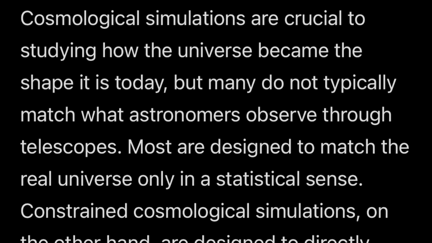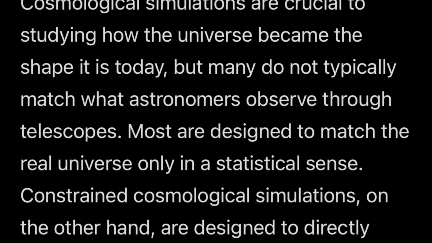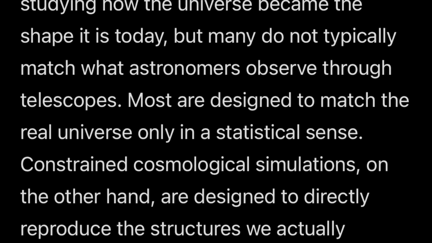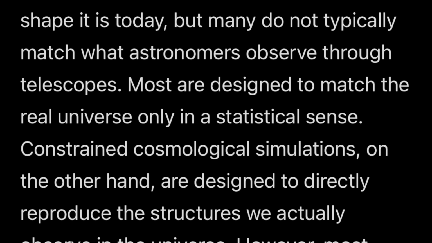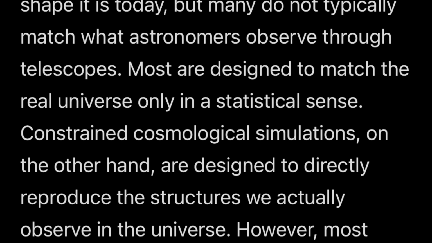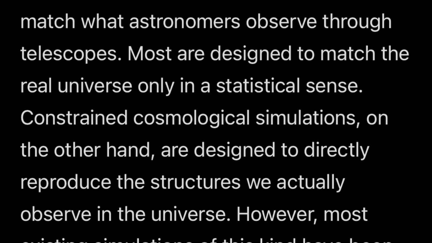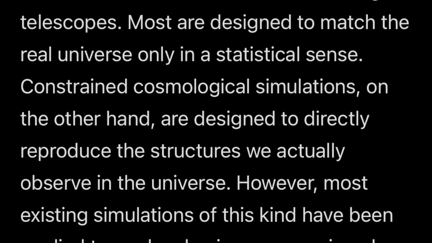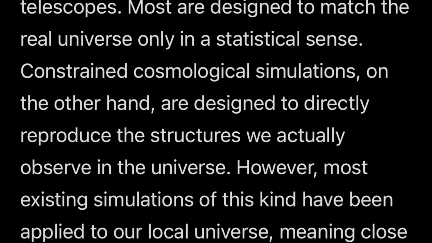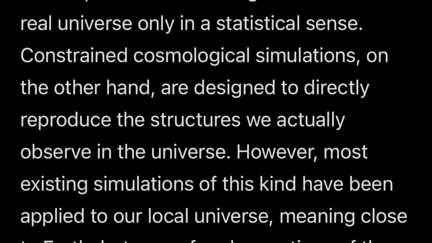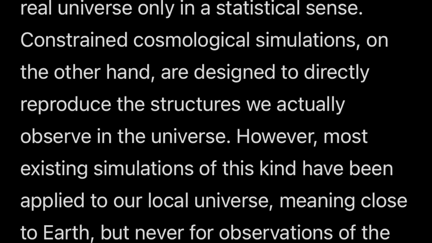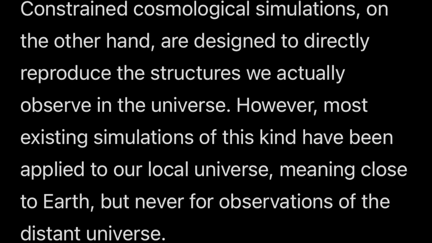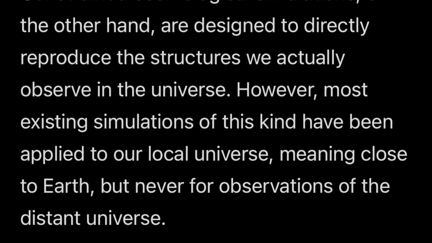Cosmological simulations are crucial to studying how the universe became the shape it is today, but many do not typically match what astronomers observe through telescopes. Most are designed to match the real universe only in a statistical sense. Constrained cosmological simulations, on the other hand, are designed to directly reproduce the structures we actually observe in the universe. However, most exciting simulations of this kind have been applied to our local universe, meaning close to Earth, but never for observations of the distant universe.